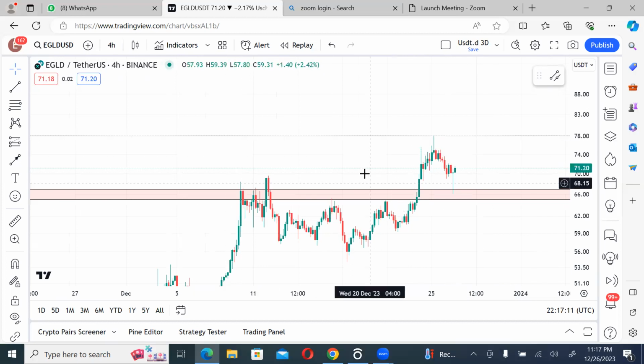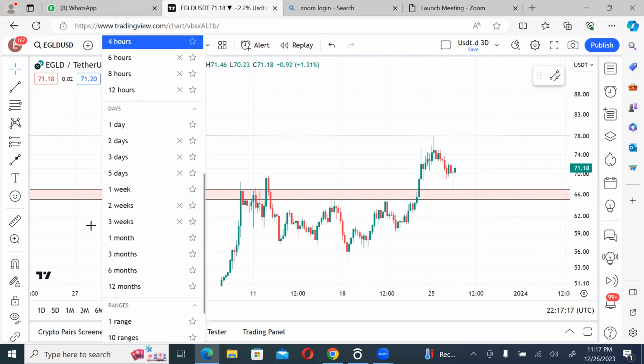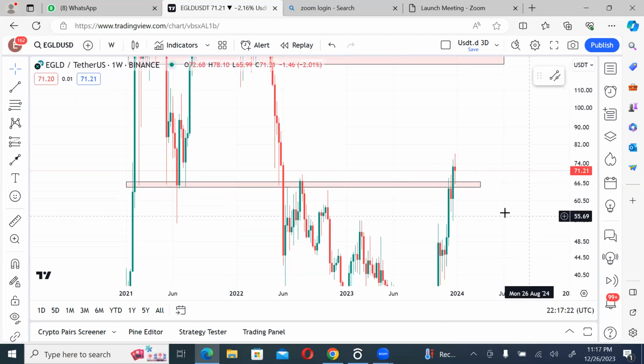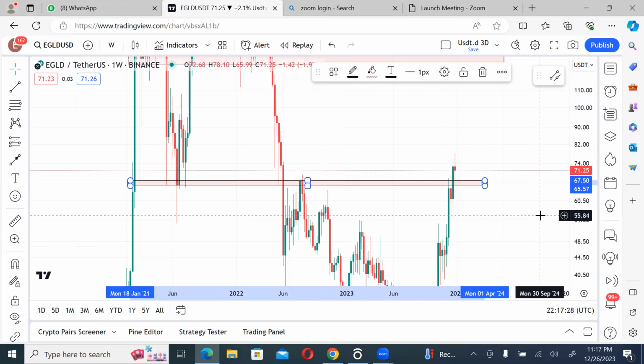Using this strategy. Now, let me go back to the weekly time frame again and analyze this with you. Because we're on the weekly time frame, I'm going to explain why we're using it. The weekly time frame holds a lot of strength, a lot of volume, a lot of liquidity and momentum. These four things are key for any price action to move, most especially liquidity.